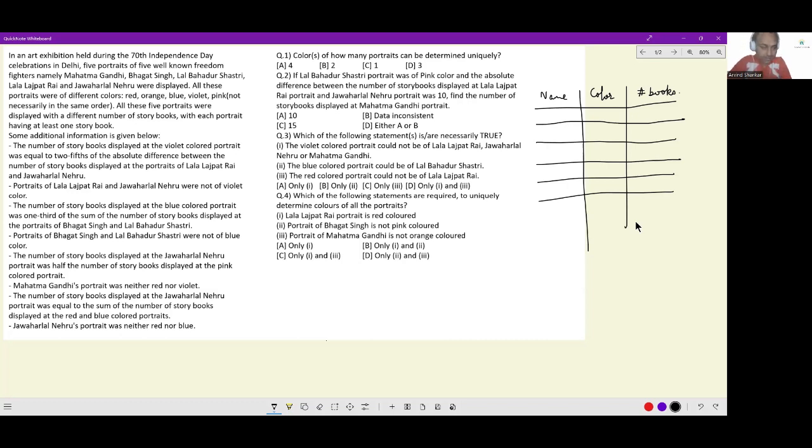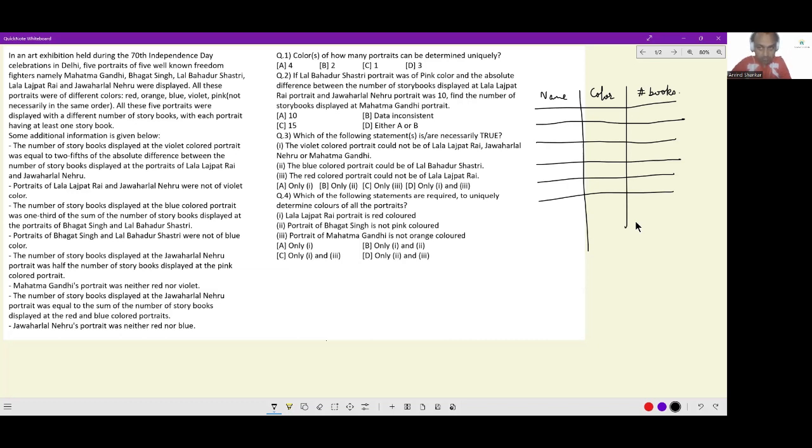Again, can't record it. The number of storybooks displayed at the Jawaharlal Nehru portrait was half the number of storybooks displayed at the pink colored portrait. Can't record it. Mahatma Gandhi's portrait was neither red nor violet. Can't record it. The number of storybooks displayed at the Jawaharlal Nehru portrait was equal to the sum of the number of storybooks displayed at the red and blue colored portraits. Can't record it. Jawaharlal Nehru's portrait was neither red nor blue.